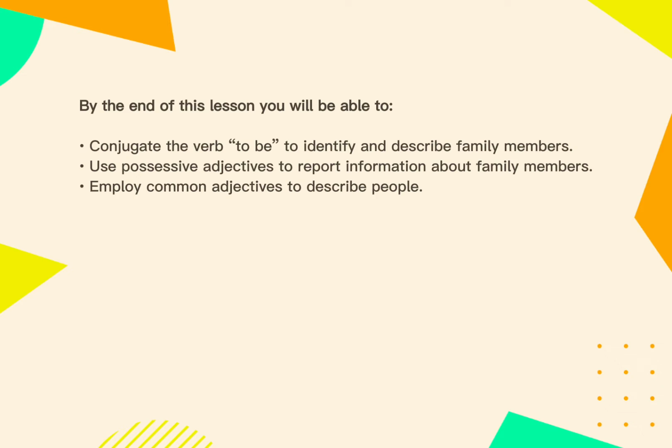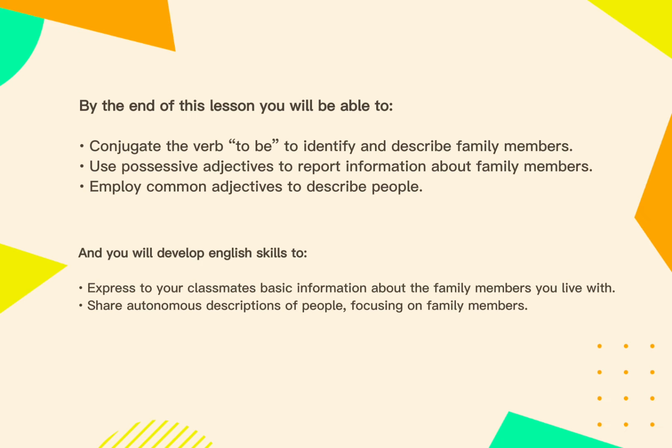By the end of this lesson, you will be able to conjugate the verb to be to identify and describe family members, use possessive adjectives to report information about family members, and employ common adjectives to describe people. Further, you will also develop English skills to express to your classmates basic information about family members you live with, and share autonomous descriptions of people focusing on family members.